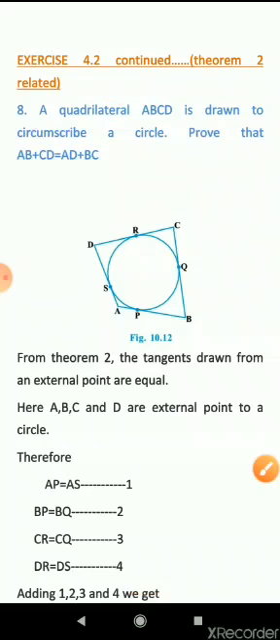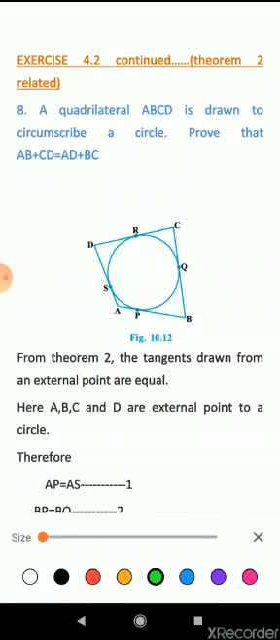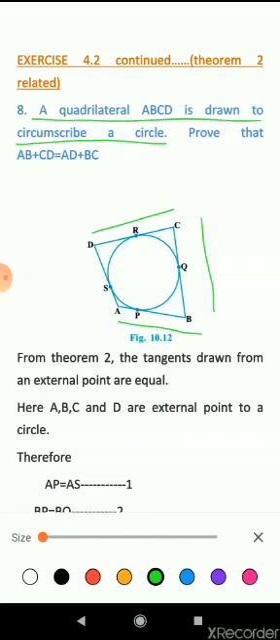So now here a quadrilateral ABCD is drawn to circumscribe a circle. Prove that AB plus CD is equal to AD plus BC. That means AB plus CD are opposite sides. If you add one pair of opposite sides, that will be equal to the sum of the other two opposite sides. Clear? This we have to prove.